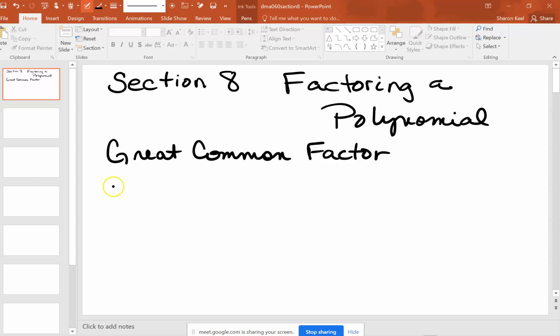We are also going to do factor by grouping. We're going to work with that. And that pretty much is going to be it. Factoring the greatest common factor, and we're going to be looking at factor by grouping.